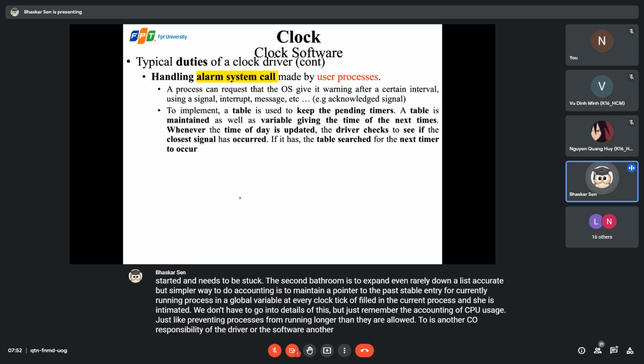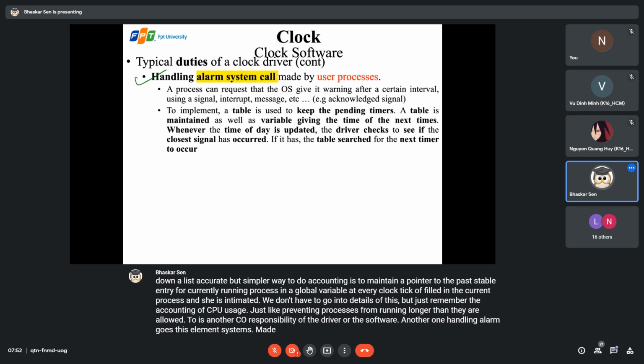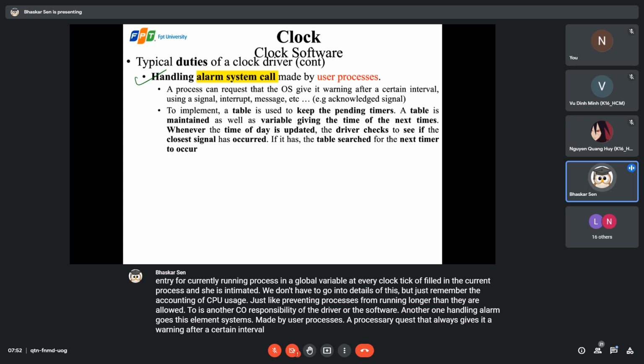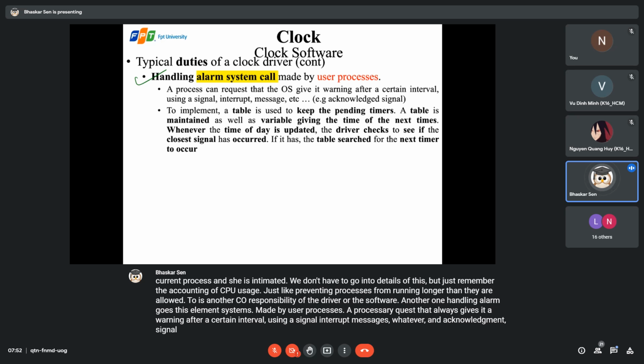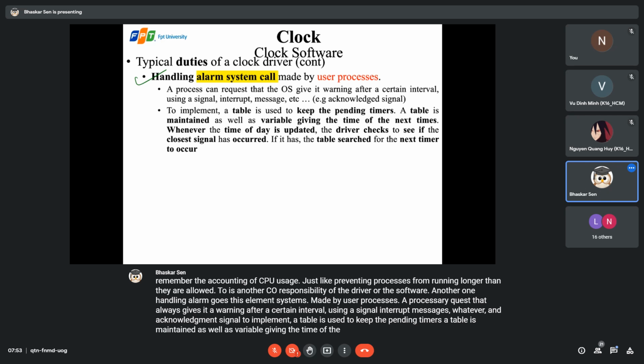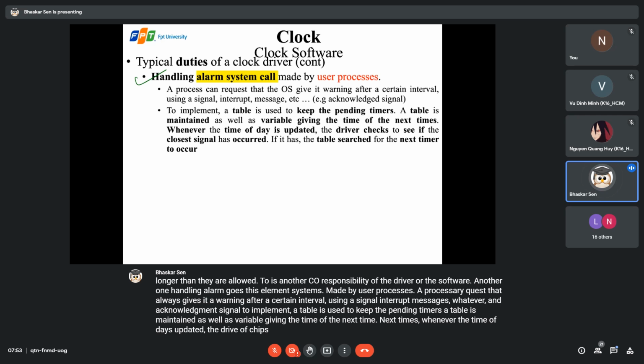Another one: handling alarm calls. These are alarm system calls made by user processes. A process may request that the OS give it a warning after a certain interval using a signal, interrupt, message, whatever, an acknowledgement signal. To implement this, a table is used to keep the pending timers. A table is maintained as well as a variable giving the time of the next timer. Whenever the time of day is updated, the driver checks to see if the closest signal has occurred. If it has, the table is searched for the next timer to occur.